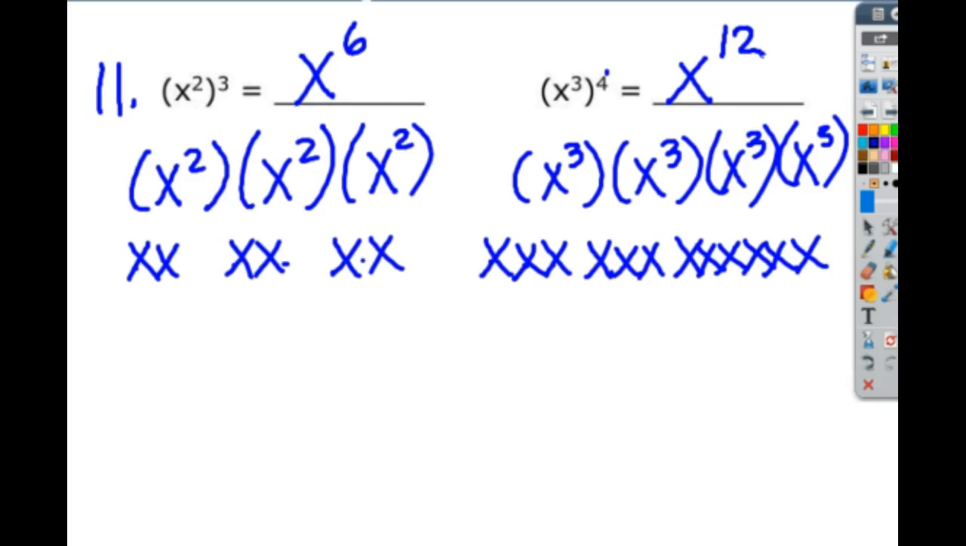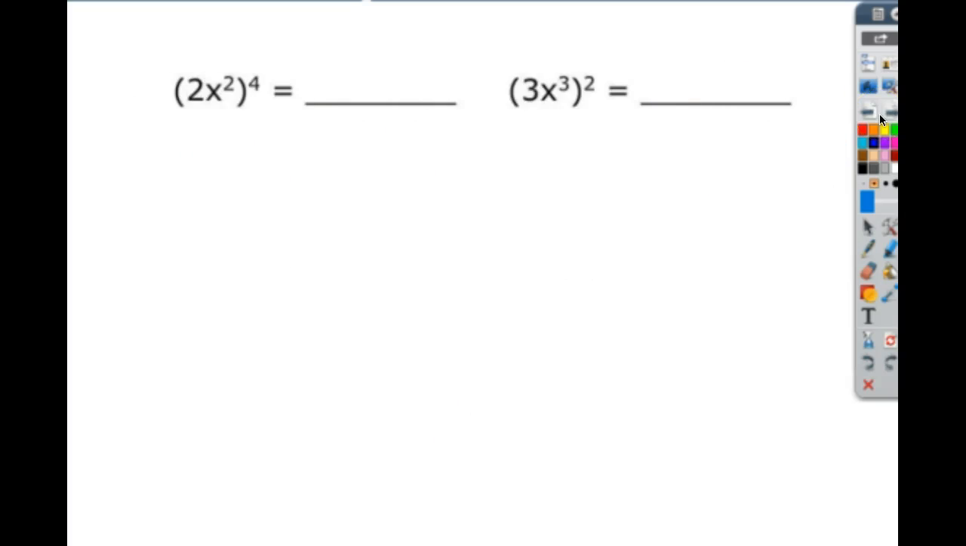Do you see why it's going to be helpful if you can figure out what the shortcuts are? If you had something like x to the 10th power raised to the 20th power, would you want to expand all of that? So as you're doing your assignment today, please watch the patterns and see if you can figure out the shortcuts.